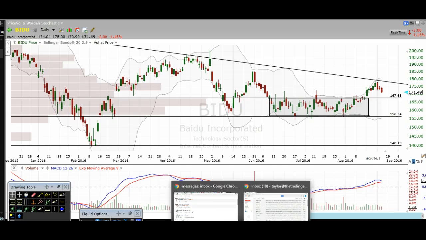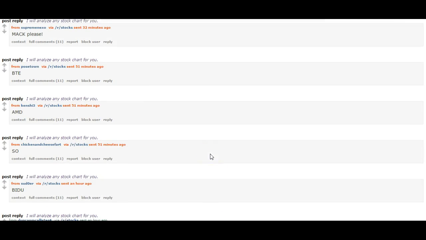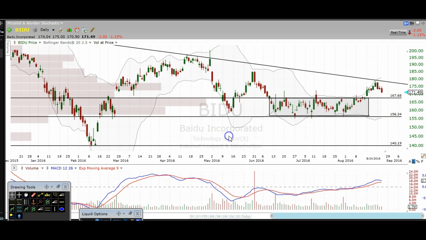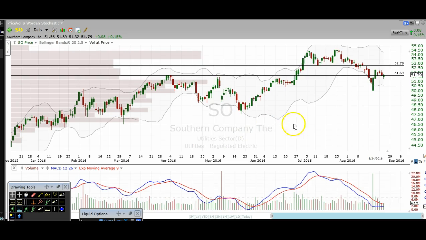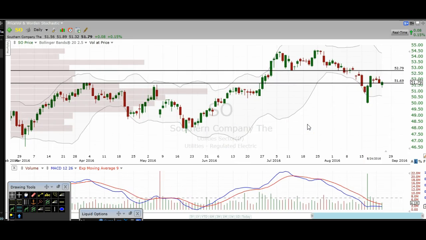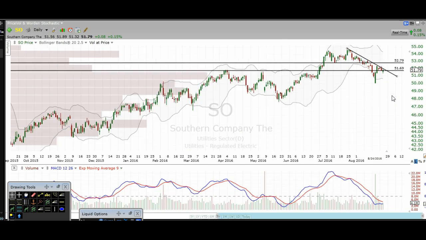Next, let's take a look at SO. Alright, so SO is one I have looked at before. Short-term downtrend line. Bulls, you want to see it break over that downtrend line. Bears, you want to see it continue lower.